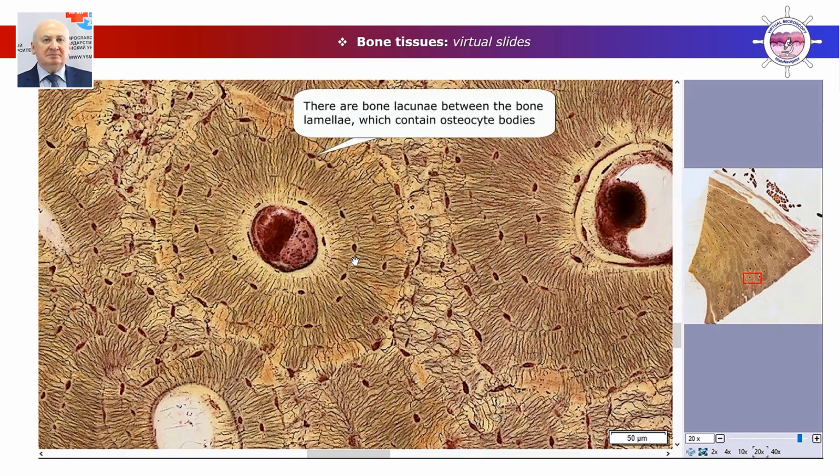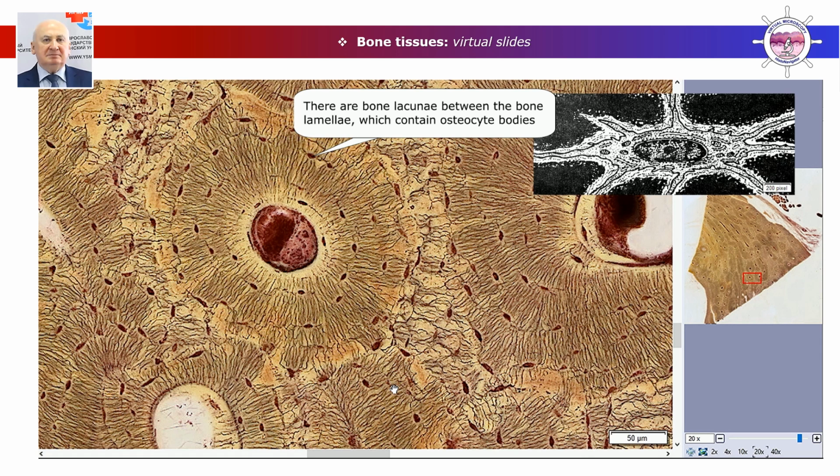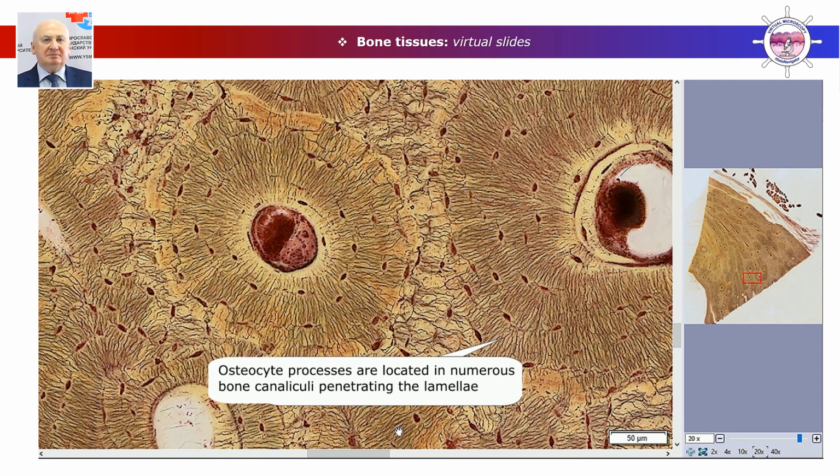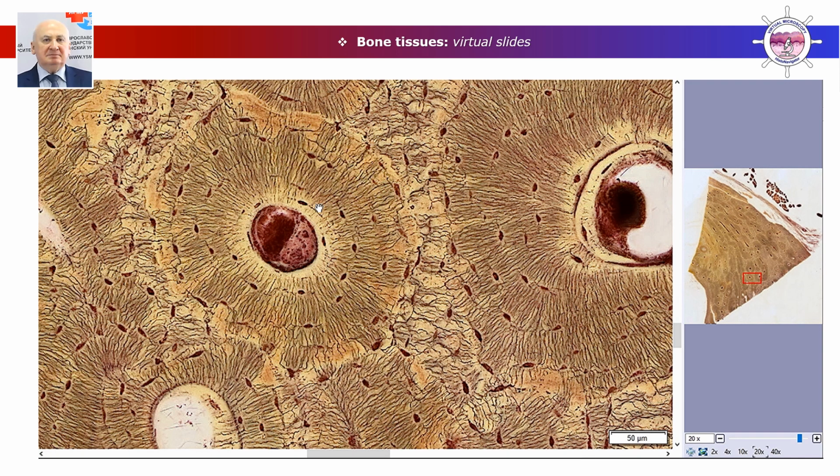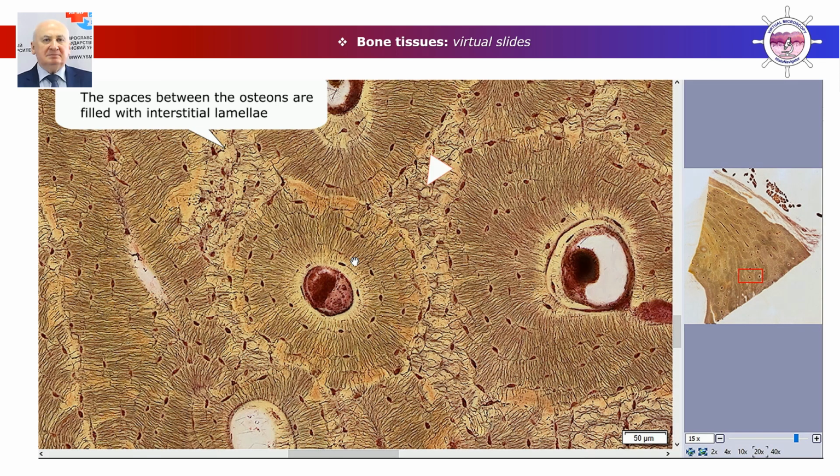There are bone lacunae between the bone lamellae, which contain osteocyte bodies. Osteocyte processes are located in numerous bone canaliculi penetrating the lamellae at right angles. The spaces between the osteons are filled with interstitial lamellae, which are remnants of older generation osteons.